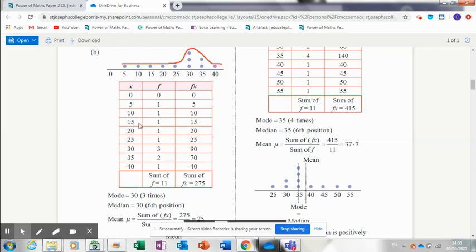What's my median? How many pieces of information do I have? I have 11. Half of 11 is 5.5, rounded up. The sixth dot, where does that occur? 1, 2, 3, 4, 5. It occurs in here. So therefore I say my median is what? It's 30. The sixth dot is in here. So the median therefore is 30.